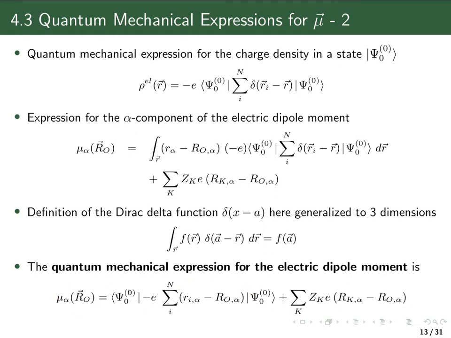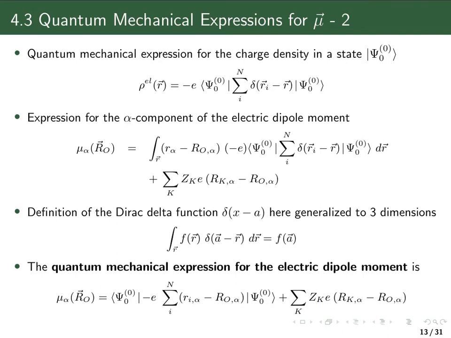So my electric dipole moment is an expectation value over this operator here, which we then are going to call the electric dipole moment operator. And that's the electronic part. And here I have the nuclear part, which I can simply calculate from the position of the nuclei and whatever charge they have.